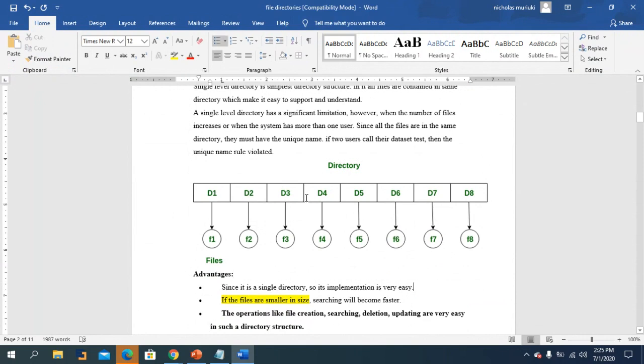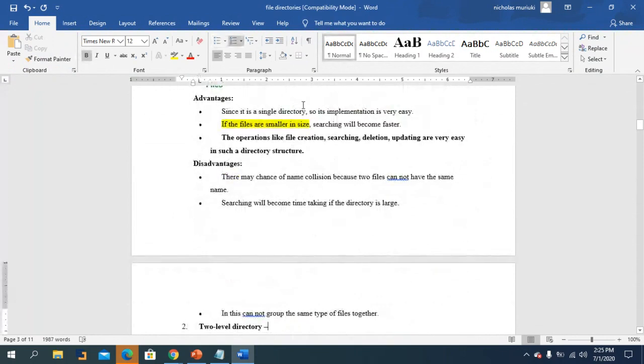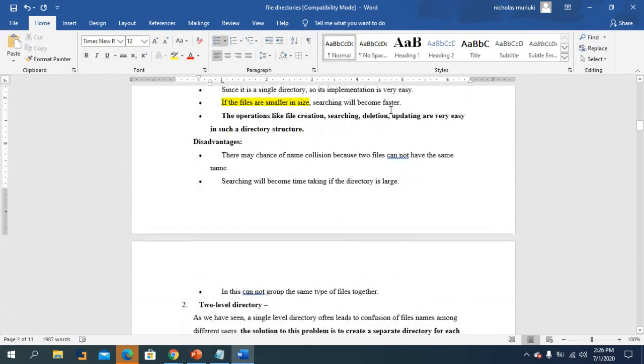One advantage is that since it is a single directory, implementation is very easy. If you can remember, we said it's very easy. It is smaller in size, so searching will become faster. Remember, we are searching one at a time. But looking at the disadvantage, we said searching will become time-consuming if the directory is too large. If we have a very large directory, it will take time to search for the files that we are supposed to search at a given time.